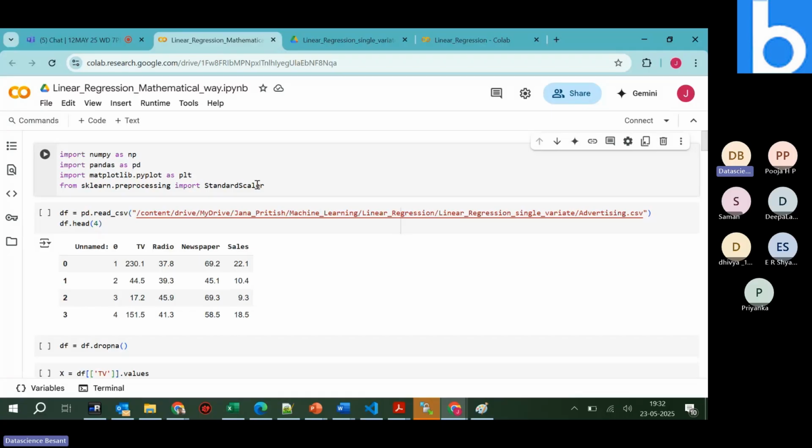First is the NumPy library, numerical Python. Second is pandas. I hope you are aware of what pandas is and what its functionalities are. The third is matplotlib.pyplot as plt. Matplotlib is used for the visualization part. Fourth, from sklearn.preprocessing import StandardScaler. We learned about standard scaler and min-max scaler. Here I'm using the standard scaler.